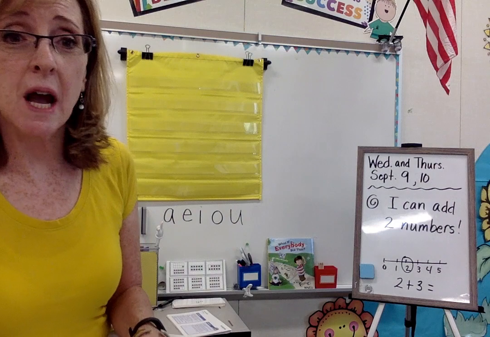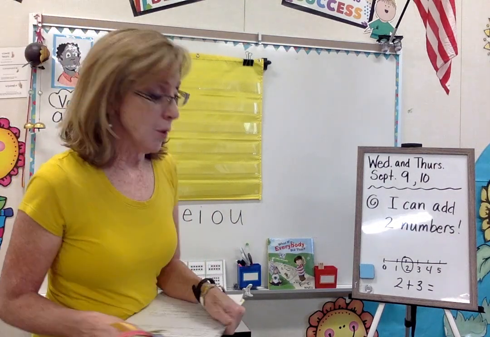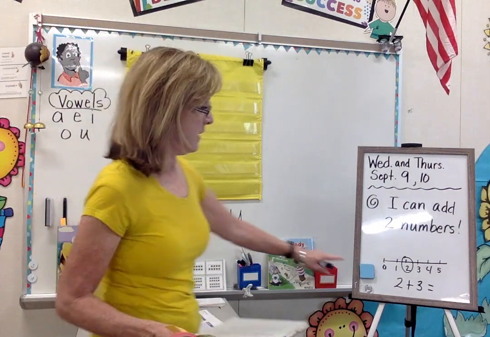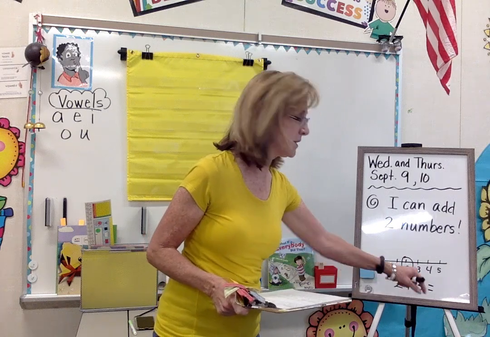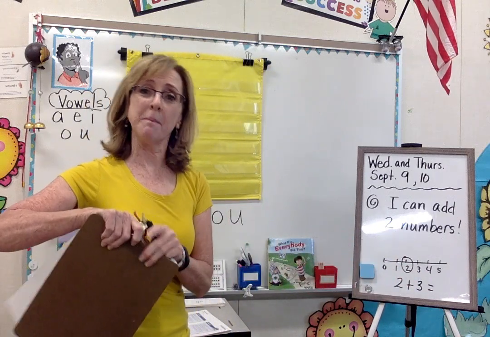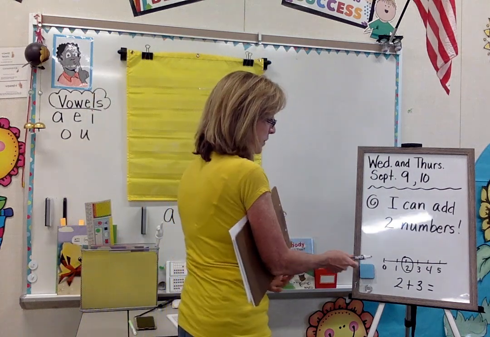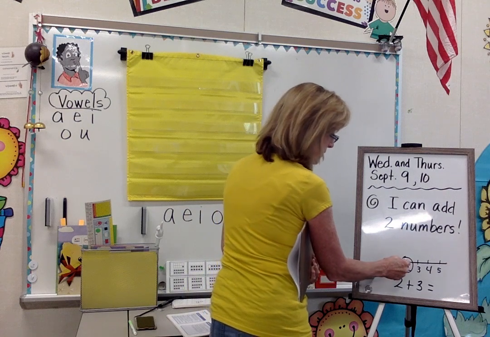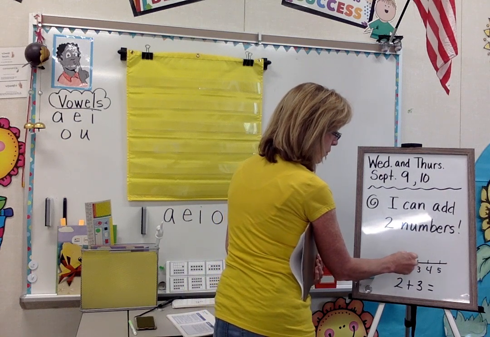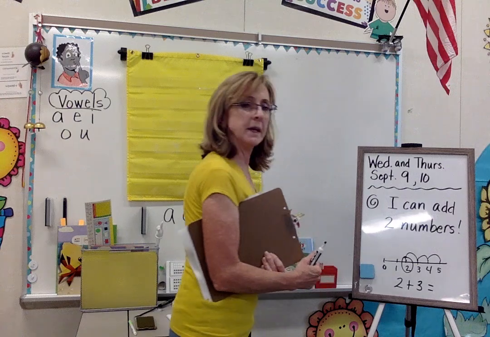And our target is I can add two numbers. One thing we've done here is I've put a little problem here at the bottom. 2 plus 3 equals blank. And I want to remind you how we've used our number lines. So this is a number line. I'm starting with 2, and I can circle it, and then I can jump 3 more. 1, 2, 3. I can end up at 5.